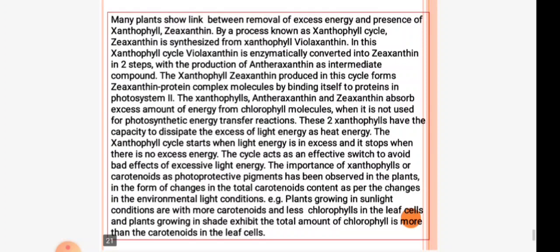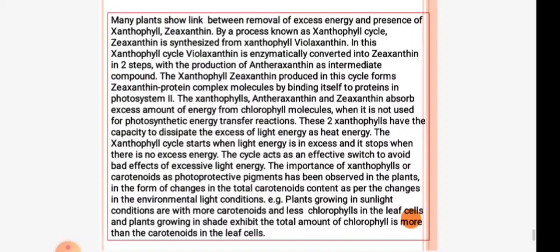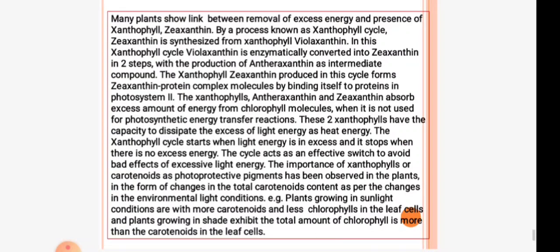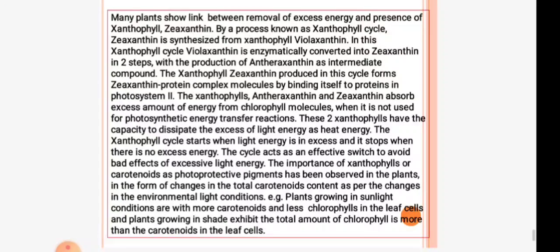Many plants show a link between removal of excess energy and presence of the xanthophyll zeaxanthin. By a process known as the xanthophyll cycle, zeaxanthin is synthesized from the xanthophyll violaxanthin. In this xanthophyll cycle, violaxanthin is converted into zeaxanthin in two steps with the production of antheraxanthin as an intermediate compound.